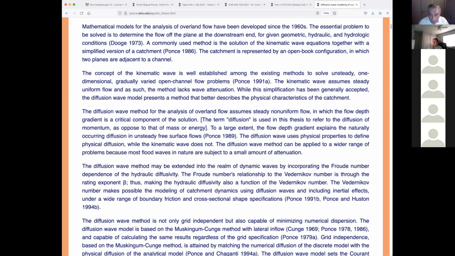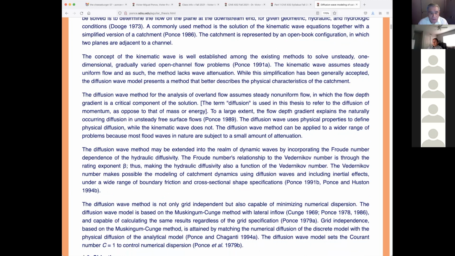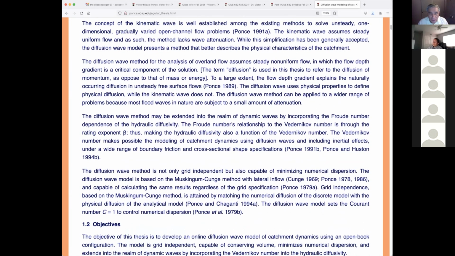Okay, so the term diffusion is used in this thesis to refer to the diffusion of momentum, as opposed to that of mass or energy. She is now trying to distinguish between the term diffusion and dispersion, and there has been some confusion in the literature. Diffusion may be extended to the realm of dynamic waves by incorporating the Vedernikov number dependence of the hydraulic diffusivity. You know, this is Doug's subject and also my subject. So we introduce the Vedernikov number here to convert the kinematic diffusivity, or just the plane diffusivity, to dynamic diffusivity. We call it dynamic diffusivity because by introducing the Vedernikov number, the system becomes dynamic.